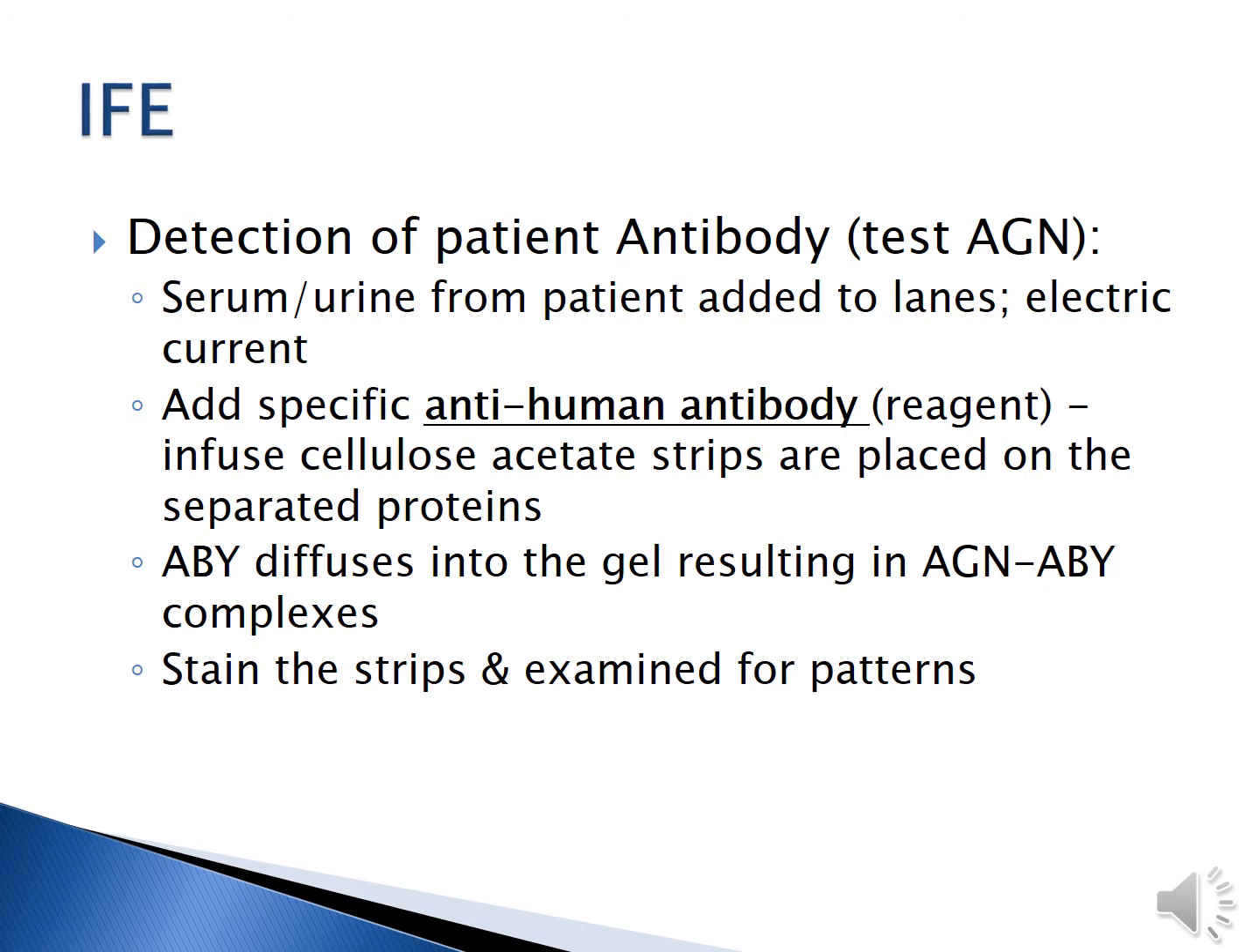Alright, so we have our antigen from our patient sample, and then we have our antibodies from our reagent. We'll combine those together, allow those to diffuse and form complexes. Then we'll stain the strips and examine for patterns. And in the next slide we'll see an example of an IFE pattern.